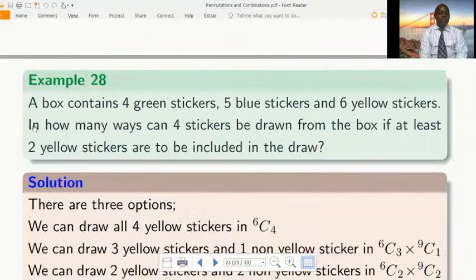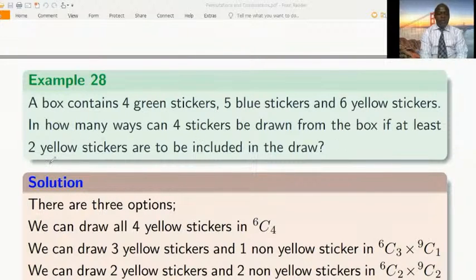These are very good questions. Let's look at this other one. A box contains 4 green stickers, 5 blue stickers, and 6 yellow stickers. In how many ways can 4 stickers be drawn? Yellow stickers are to be included. Of course, we've done a question like this before, but it's not bad to repeat so that we understand the logic here.